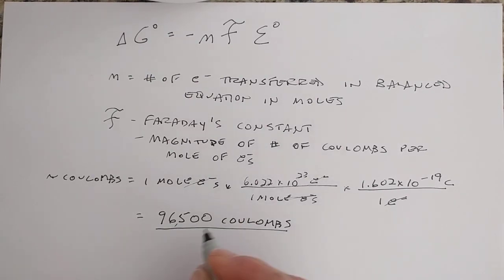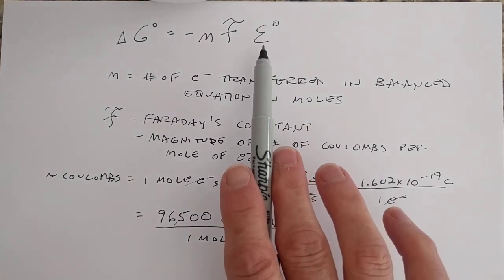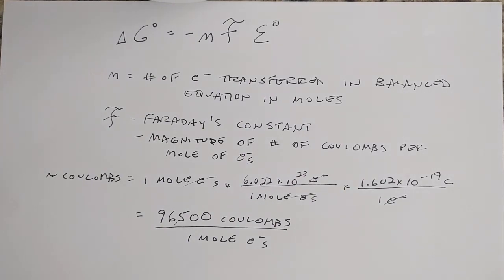And we can write that as a conversion factor for every 1 mole of electrons. So that's the charge we get when we have a mole of electrons that travels through the wire. So that is Faraday's constant right there. And then the E0, that's just the electromotive force that we have just calculated.